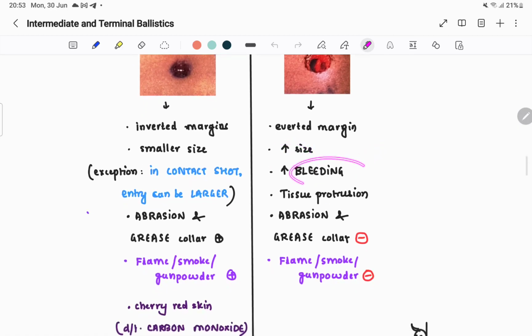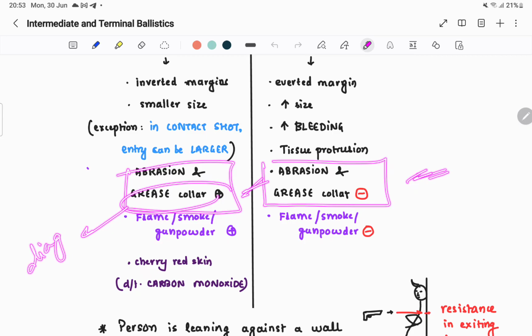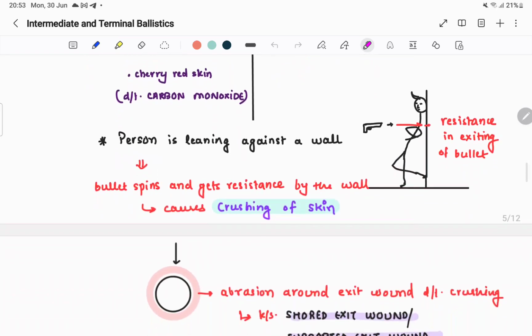Increased size, increased bleeding, tissue protrusion, and the collars will be absent. The collars will be absent. Here it will be present; there it's absent. Grease collar is diagnostic of entry wound, and in the exit wound it is non-diagnostic. Flame, smoke, gunpowder absent.